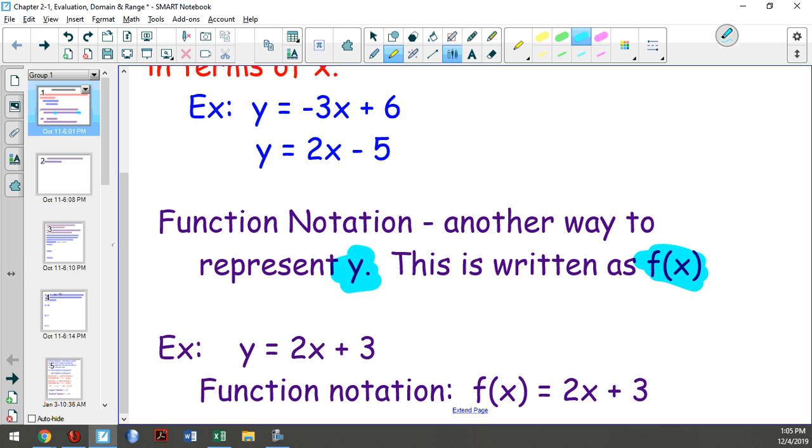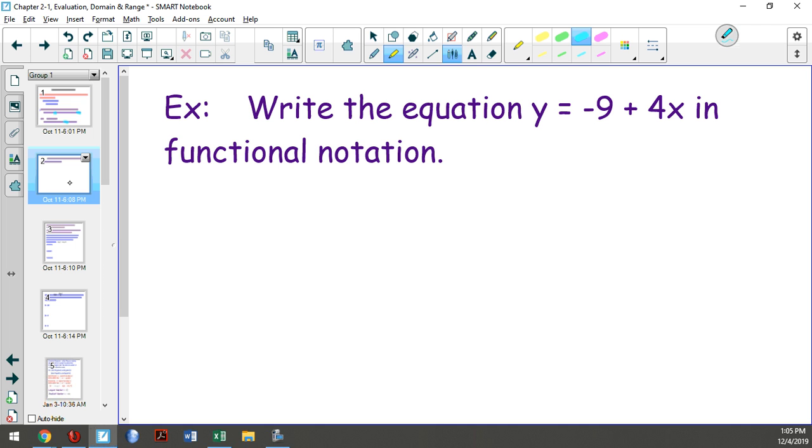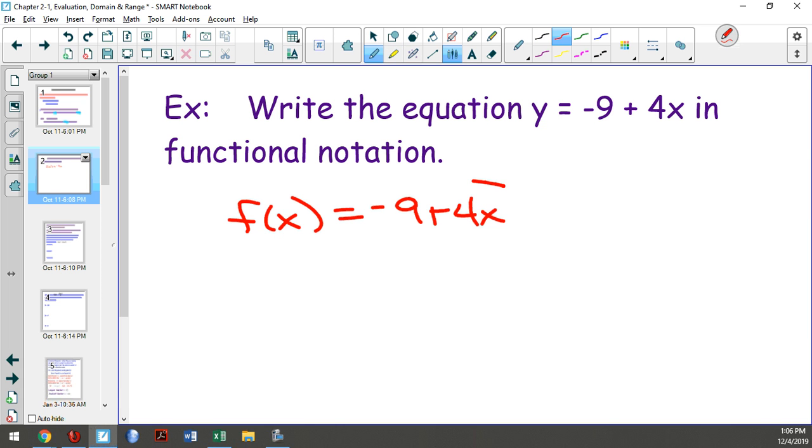So if I give you y equals 2x plus 3, the function notation is f of x equals 2x plus 3. That's all you're doing. Do we understand, yay or nay? Okay, so write the equation y equals negative 9 plus 4x in function notation. What am I replacing? The y becomes an f of x, and I drop down everything else.